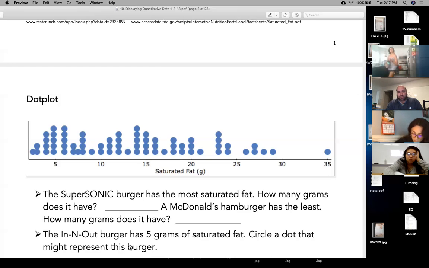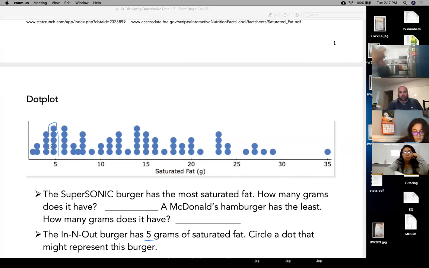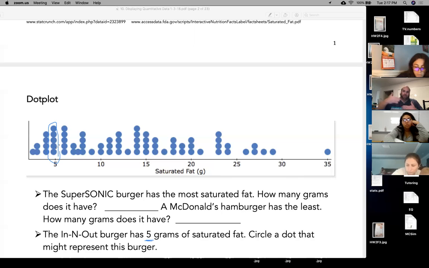So it's a circle of a dot that might represent the In-N-Out hamburger. How many choices do we have for which one might have been the In-N-Out burger? Five, the five dots above the five. So it could have been 25 to 30? No, any one of these five. They told me that the In-N-Out burger had 5 grams of saturated fat. This is the 5 gram column. Those are the burgers that had 5 grams. So I don't know which one of these is the In-N-Out burger, but it could be any one of these five, depending on which one I did first. Does that make sense? Yes.